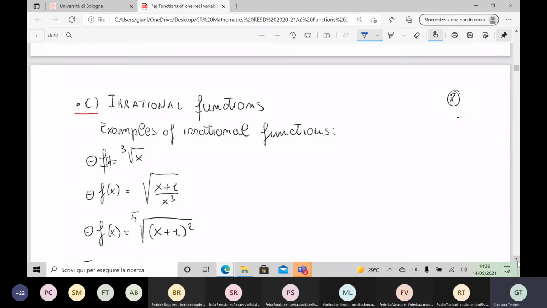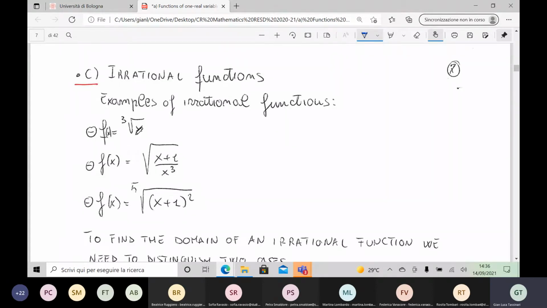Now we're going to see irrational functions. Irrational functions, guys, essentially have a polynomial function under a given root. Here I provided some examples. Cubic root of x is an irrational function. Square root of x plus 1 over x to the power 3: this is a rational function under a root. Or cubic root of x plus 1 to the power 2. These are examples of irrational functions. To be irrational, you must have a root, okay?